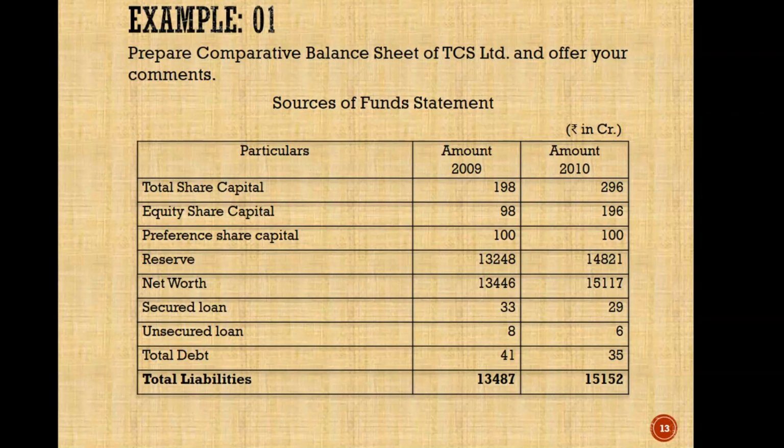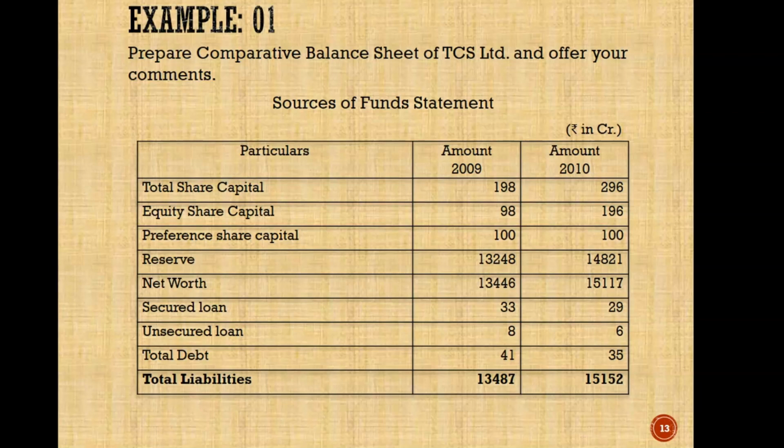Next is net worth. The amount of net worth is 13,446. It has increased in 2010 to 15,117. So what is net worth? You can see here net worth is total share capital plus reserve. So it is an addition of total share capital and reserve.